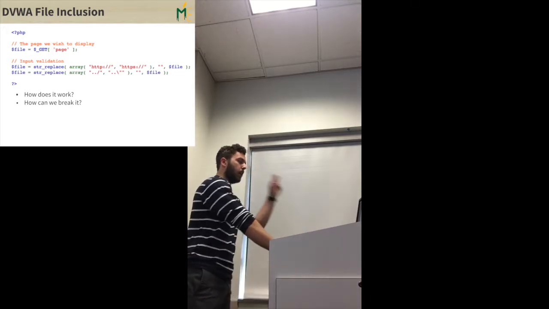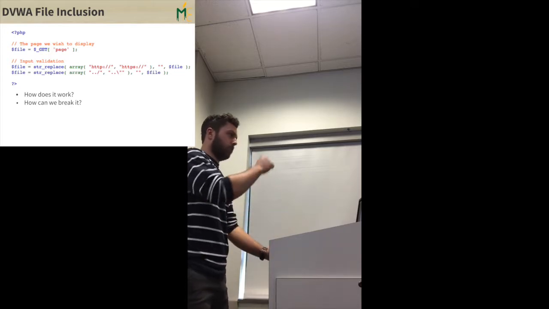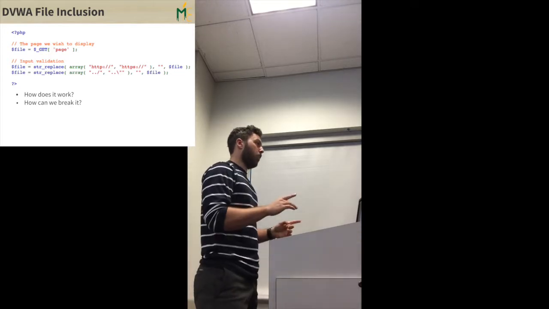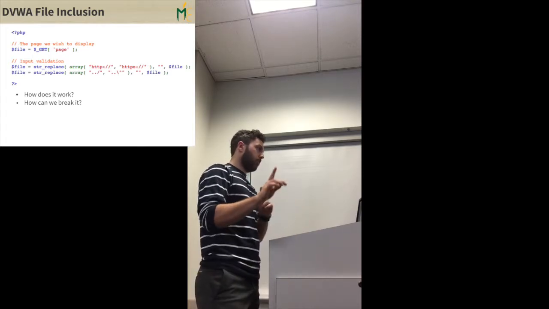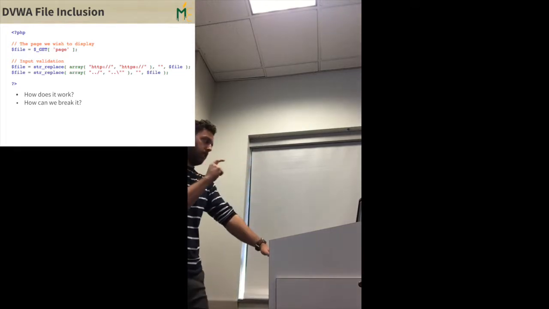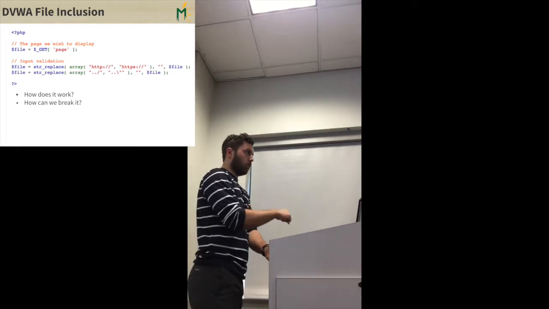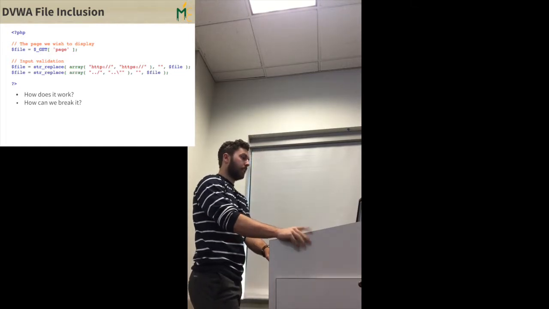So remember, there's two types of file inclusion. There's the local one, which executes files on the server itself. And then there's the remote one, which if you change the file name in the URL, it'll go get that file from a remote website. So do you think in this PHP, for this file, it's a local one or a remote one or both? It's actually both of them.